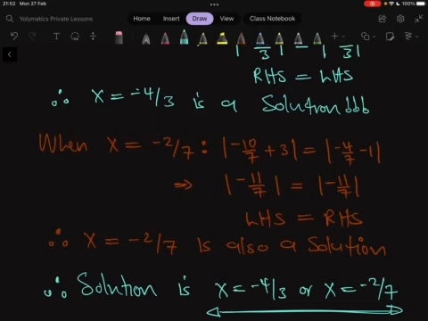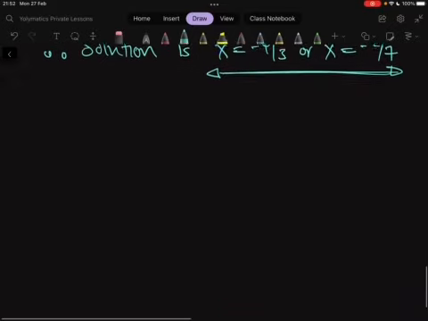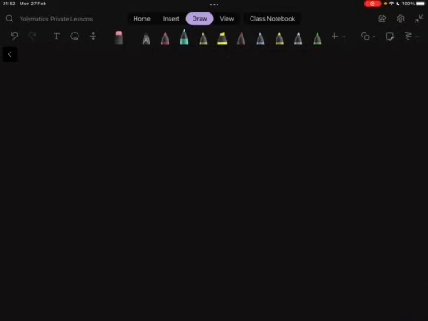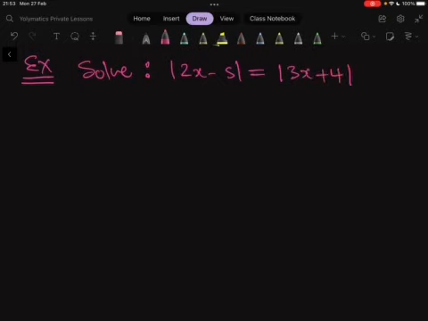So just to see it again, let's do another example for more practice. The example that we have now goes as follows. Solve the equation: the absolute value of 2x minus 5 equals the absolute value of 3x plus 4. So let's say now we want to solve that. How do we proceed? This is how we proceed.